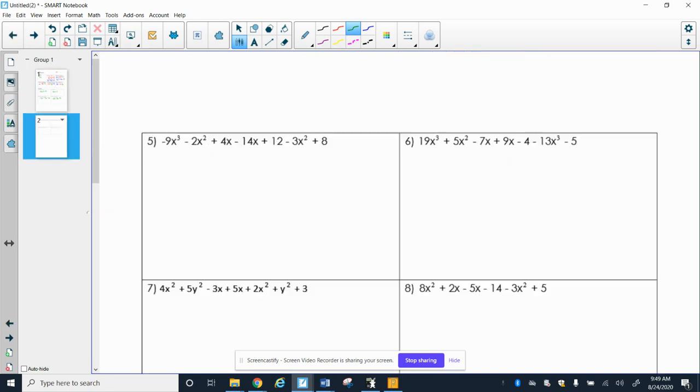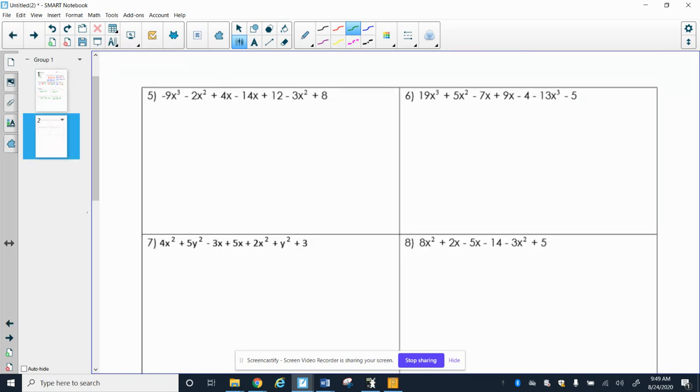A couple more. Why don't you guys try doing these on your own, and then we'll check and see how we did. Okay, let's see how we did. We got negative 9x to the third that didn't have any like terms. Then we combine the negative 2x squared and the negative 3x squared to be minus 5x squared. 4x and negative 14x is minus 10x. And then we have a plus 12 and a plus 8, which is plus 20. Okay, that would be our final answer.